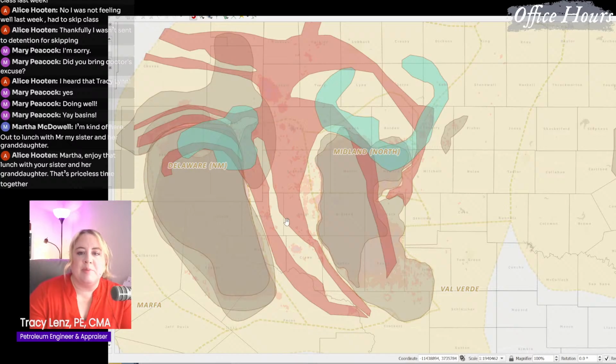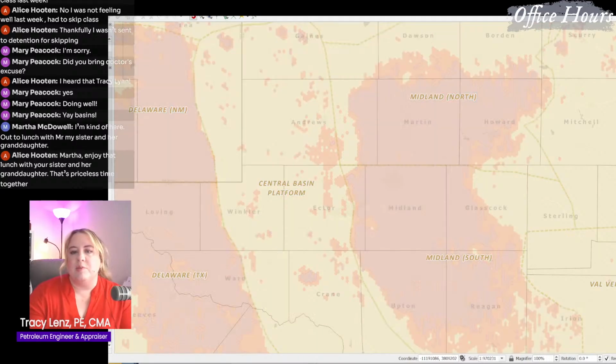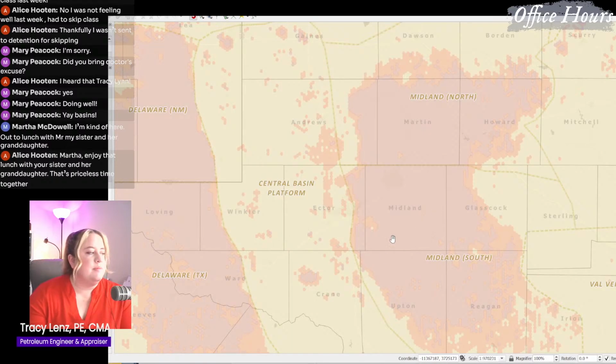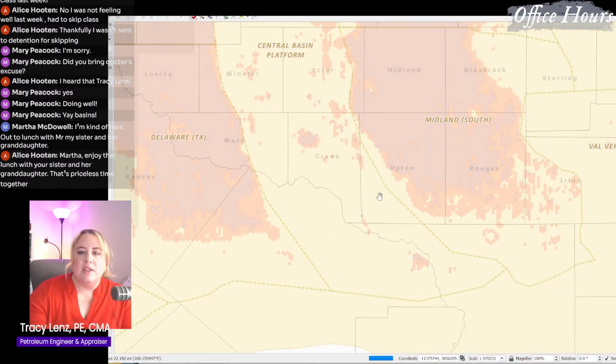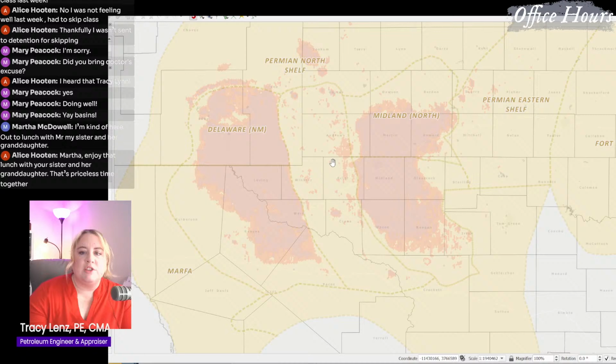We did cover that last week, but if I turn off the plays and fairways here, this Central Basin Platform is where historically a lot of oil and gas has been produced. But if you look now, there are these big blankets of value in these basins on the left and right of it. That's where we have our unconventional shale plays and tight oil and gas.